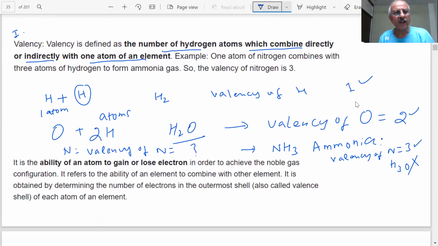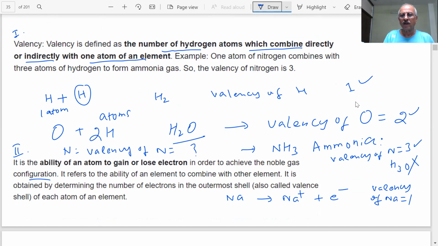Another interesting thing, it is the ability of an atom to gain or lose electron in order to achieve the noble gas configuration. Another definition I am giving, second definition of valency. Sodium loses 1 electron. So what is the valency of sodium? Valency of Na is 1, because then it becomes noble gas configuration.